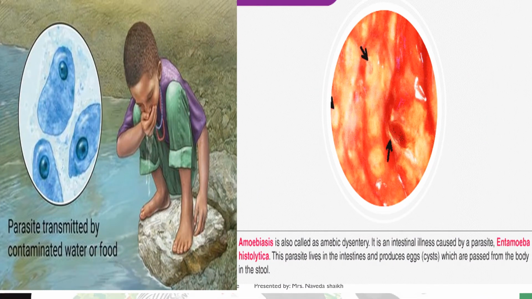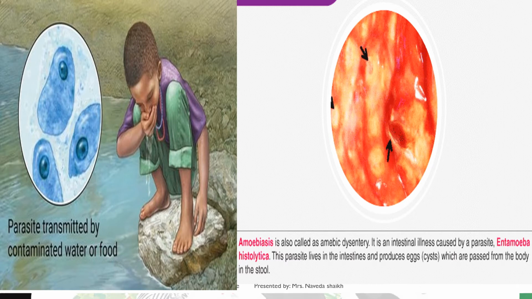As we learned in the previous slide, there are certain protozoa which are very harmful to humans and animals. So there is a protozoa like Entamoeba histolytica. It causes amoebiasis, which is also called amoebic dysentery. This happens basically because of eating or drinking contaminated water, which already possesses these protozoa in it.